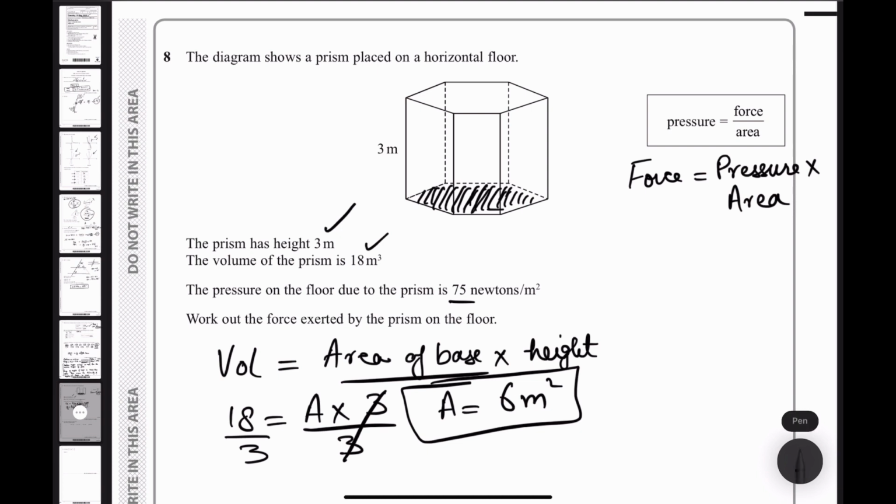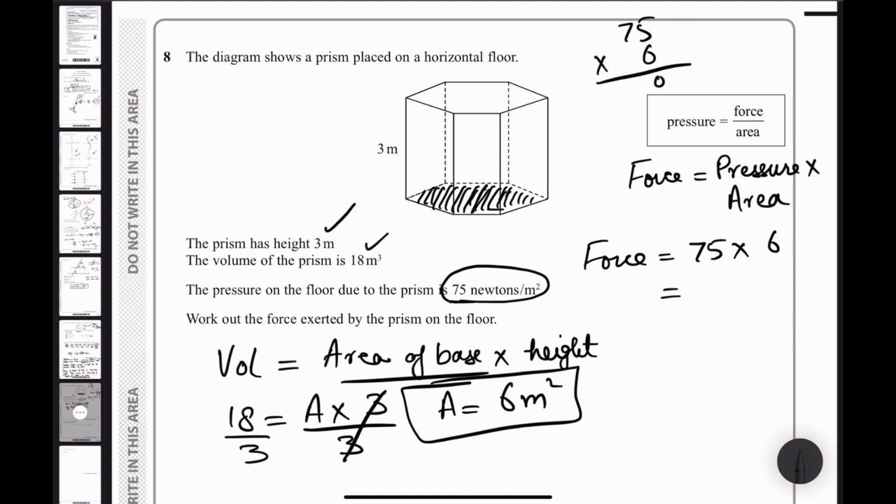So the force will be equal to pressure multiplied by the area. So the pressure is 75 and the area is 6. So 75 times 6. 6 times 5 is 30. 3 is the carry forward. 7 times 6 is 42. 42 plus 3 is 45. So it'll become 450.